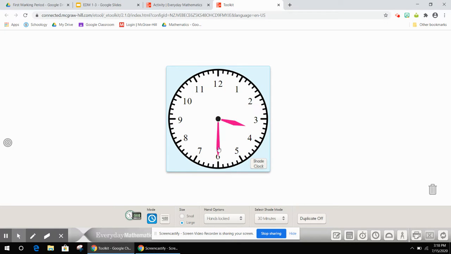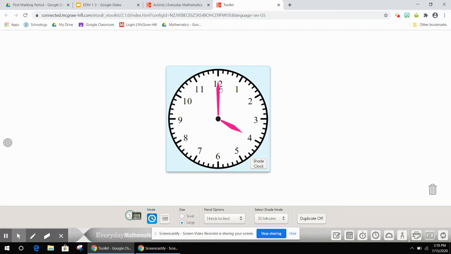Let's keep counting. I'm at 3:30, 3:35, 3:40, 3:45, 3:50, 3:55, and then we get to our next hour, which would be 4 o'clock.